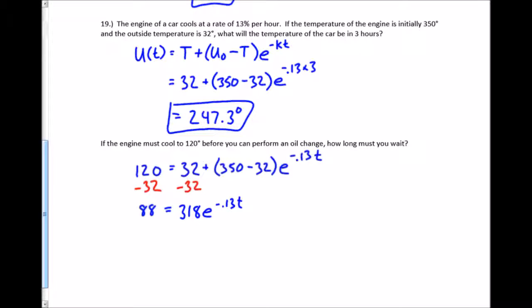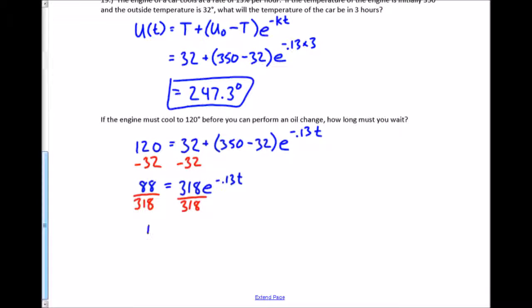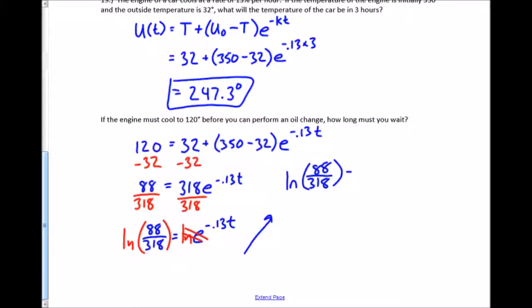And now, just like I did before, I'm going to divide by that value that's out front. I'm not going to bother reducing this. I'm just going to leave it the way it is, because I know I'm going to be plugging this into the calculator. So I've got 88 over 318 equals e to the negative 0.13t. Now I can take the natural log of each side, which cancels with the e. I've got the natural log of 88 over 318 equals negative 0.13t, and I divide.